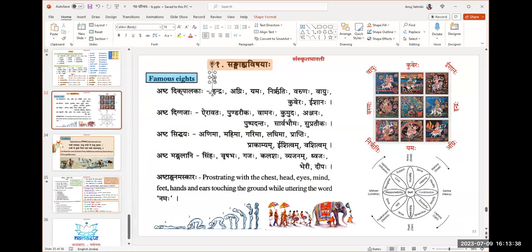Sir, tell me, sir. Urasa, Shirasa, Drashtya, Manasa, Vachasa, Tatha, Padabhyam, Karabhyam, Janubhyam, slowly. Pranamo Ashtanga Uchyate.